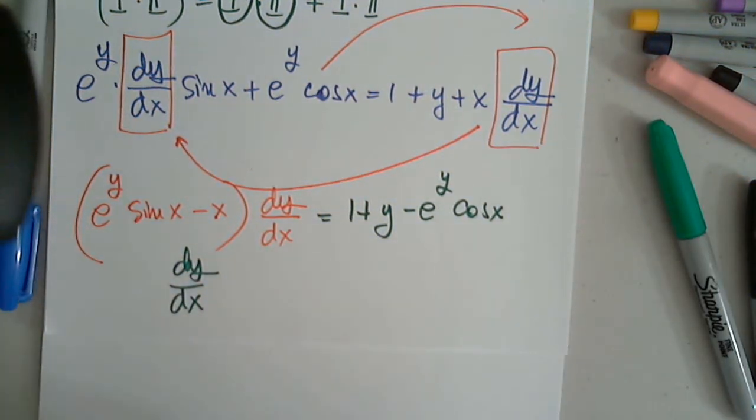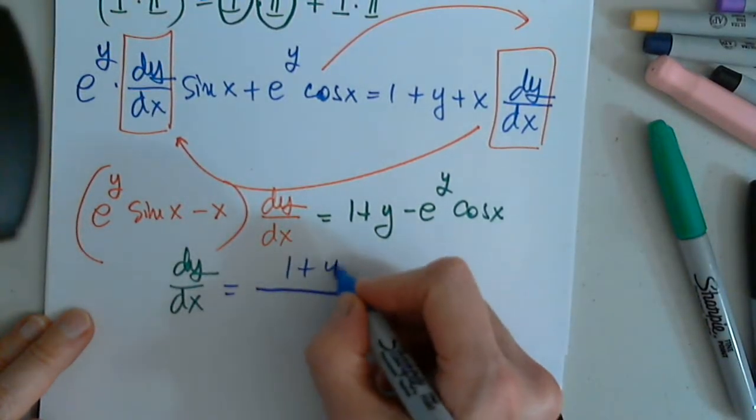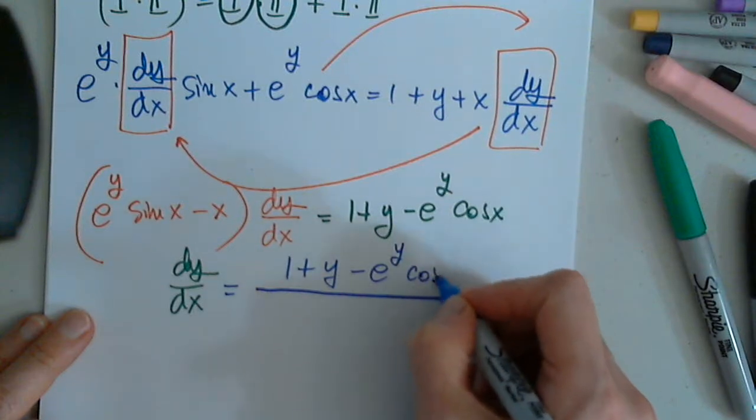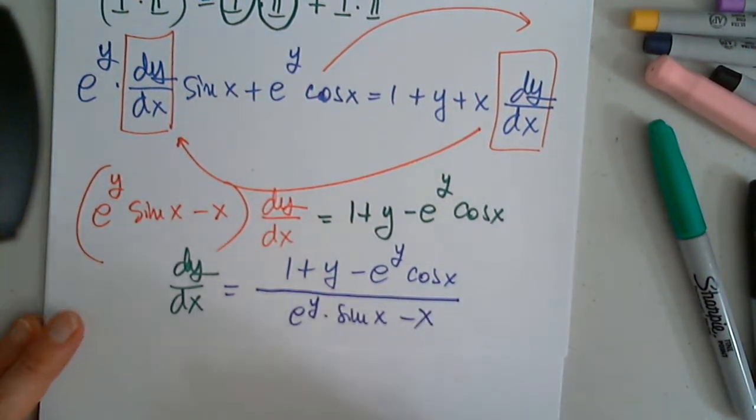We do 1 plus y minus e to the y cosine x over e to the y sine x minus x. Brilliant. Thank you, Mickey. 1 plus y minus e to y cosine x over e to y sine x minus x. This is it.